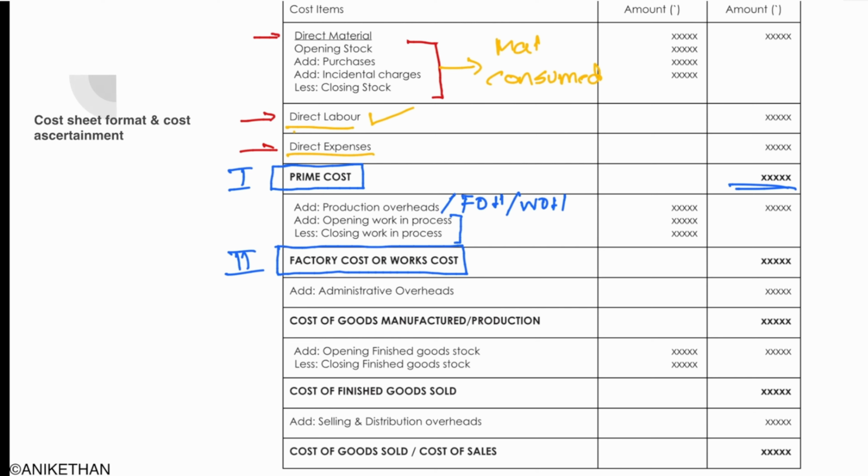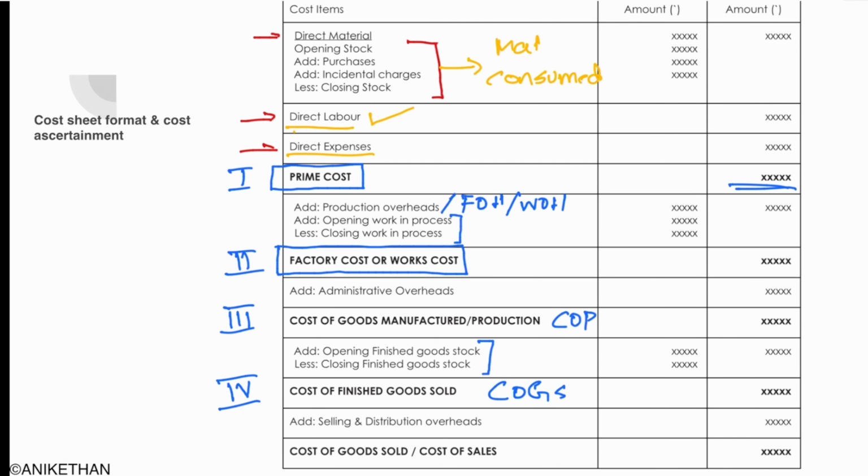To the cost of goods manufactured or cost of production, also called COP, you add another adjustment of finished goods. So add opening minus closing. You will get cost of goods, COG. So cost of production was the third subtotal. Then you have the fourth subtotal, which is COG. Then if you add selling and distribution overhead, you get cost of goods sold.